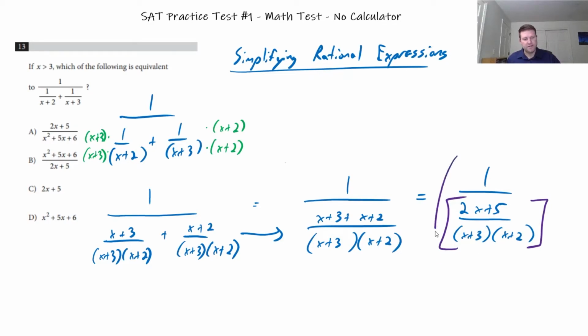So this thing in its entirety is called a complex fraction, in case you want to look up some practice with that. It's not that hard, though. A lot of times it helps to write these out horizontally. So really, the big picture situation we're dealing with here is 1 divided by (2x plus 5) over ((x plus 3)(x plus 2)).